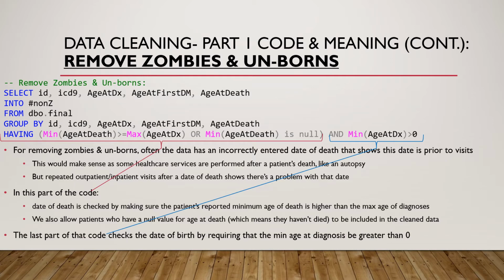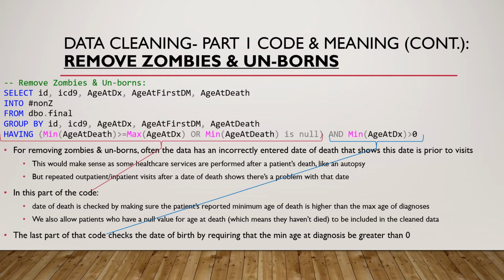And the next step is to remove zombies and unborns. So that's selecting all the columns in the dbo.final and putting it into a temp table called non-Z. And this is grouped by all the columns and having the minimum age at death greater than or equal to the max age at diagnosis, or the minimum age at death is null and minimum age at diagnosis is greater than 0.